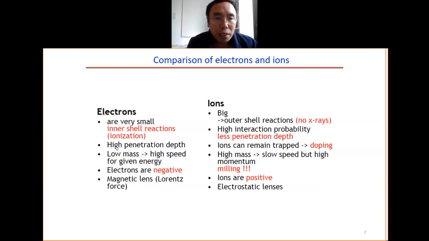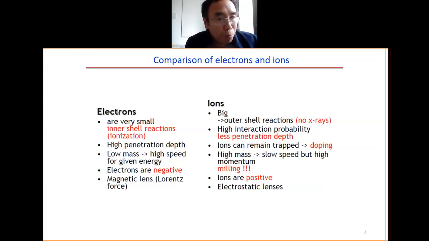The electron is small, has high penetration depth, a low mass, high speed, and negatively charged, and will use magnetic lens. For the ions, it is big, the penetration depth will be small, and if it stays in the material, it will become dopant. And also because it has very high mass, has slow speed, but very high momentum. When we have a high momentum, we can do the milling. So this is the main application of the ion beam compared to the electron beam.